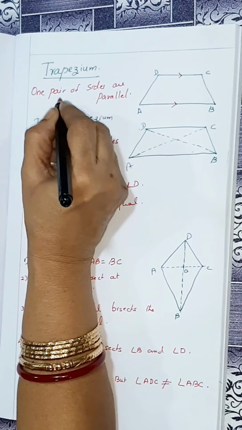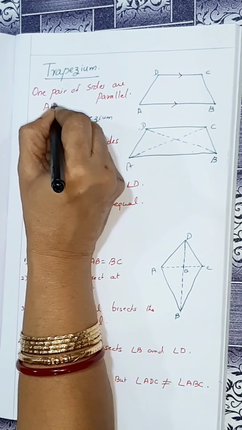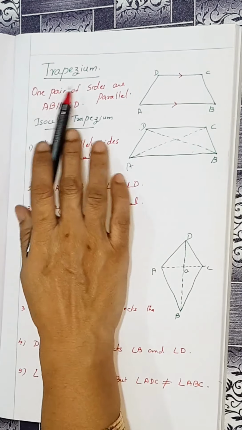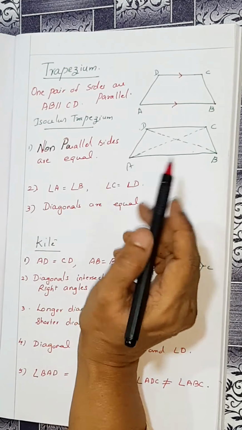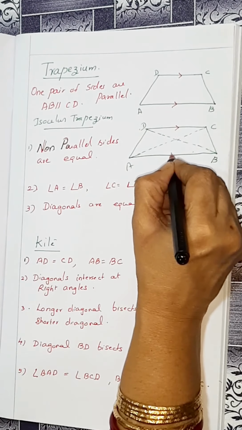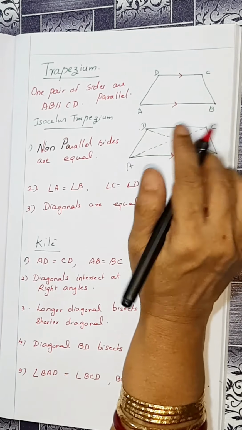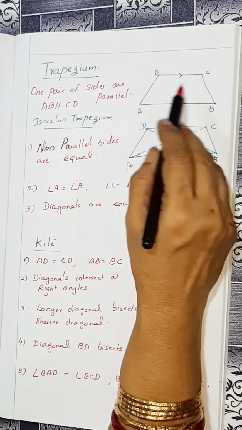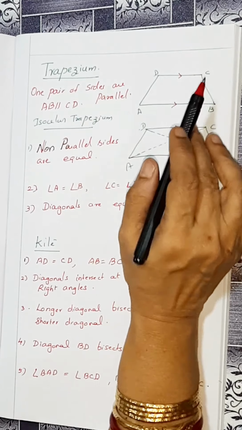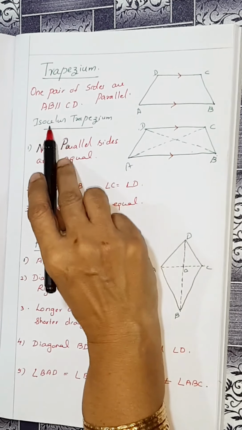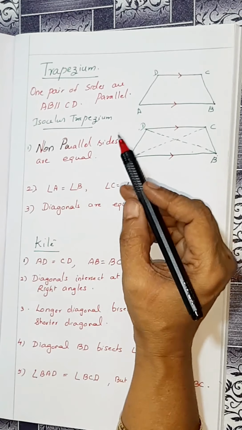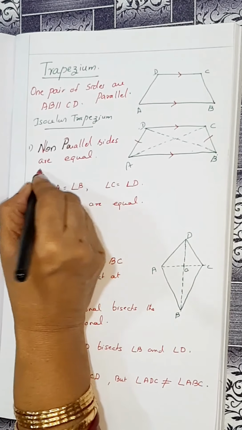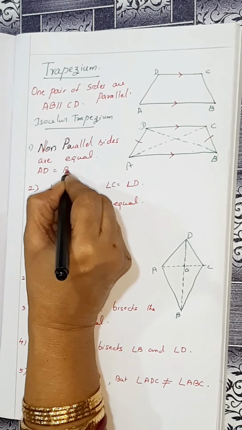So AB is parallel to CD. Now under trapezium we have the isosceles trapezium. Here the basic property holds good also: AB is parallel to CD. Now the non-parallel sides are equal. If they are not equal, then it is just a trapezium. If the non-parallel sides are equal, then it is known as the isosceles trapezium, similar to the isosceles triangle. So these are equal. So AD is equal to BC.